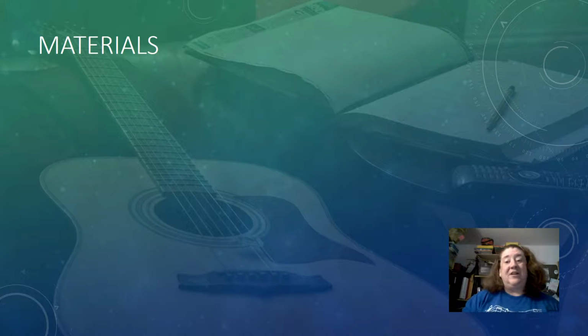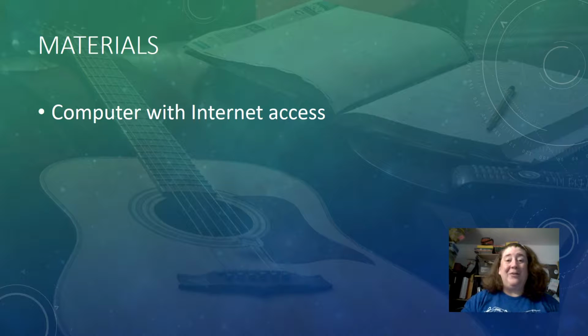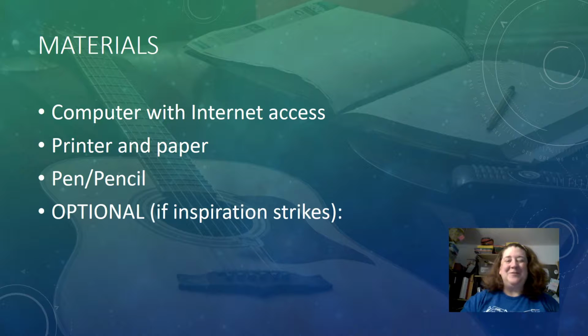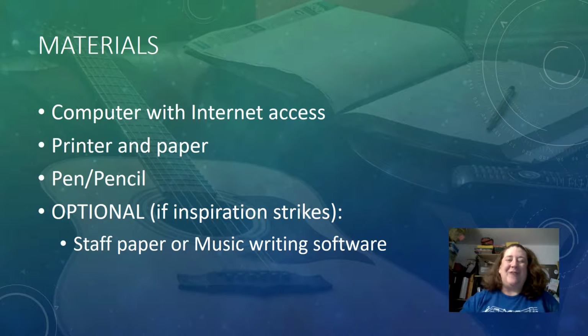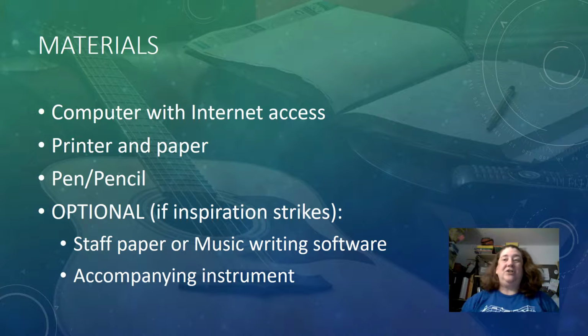You're going to need some materials. Fortunately, not too many, but you are going to need some materials. You need to have a computer with internet access, so that way you can access the session strategy sheet, which will be the demonstration element for your course here. You need printer and paper. You'll need a pen and a pencil, I'm sure, and if inspiration strikes, which you never know when it will, staff paper or music writing software nearby would be helpful, and an accompanying instrument as well. And this just gives you an opportunity to have things prepared if you need it.